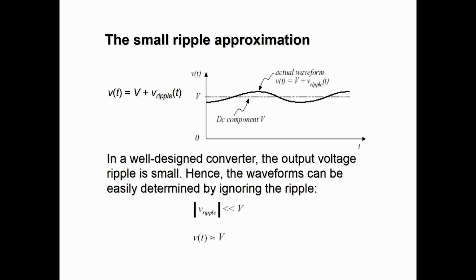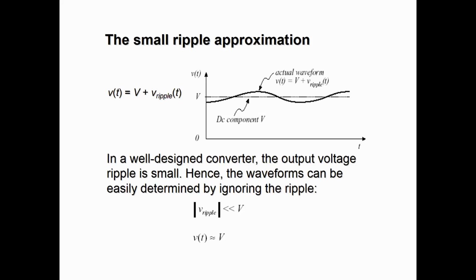So what we do is apply a small ripple approximation, in which we consider that the ripples are not present in the output, and we just ignore these ripples in the output voltage, and consider that the output voltage is pure DC. This is called the small ripple approximation.